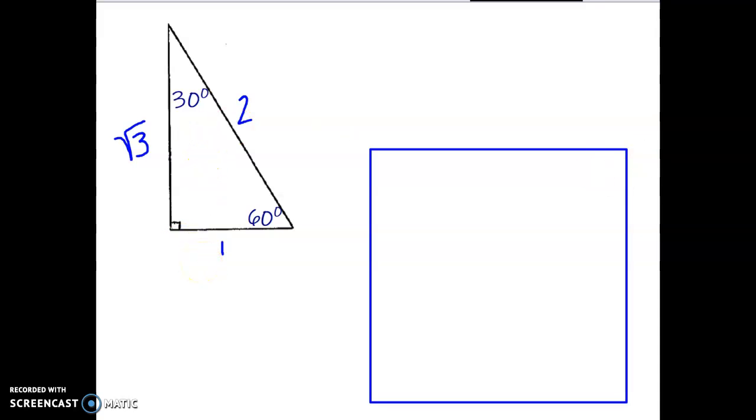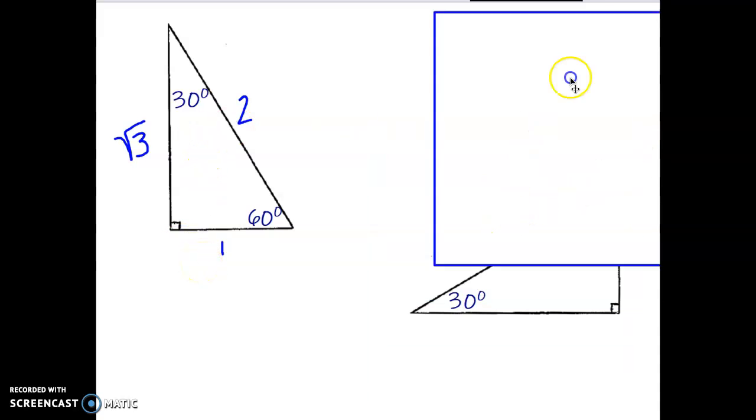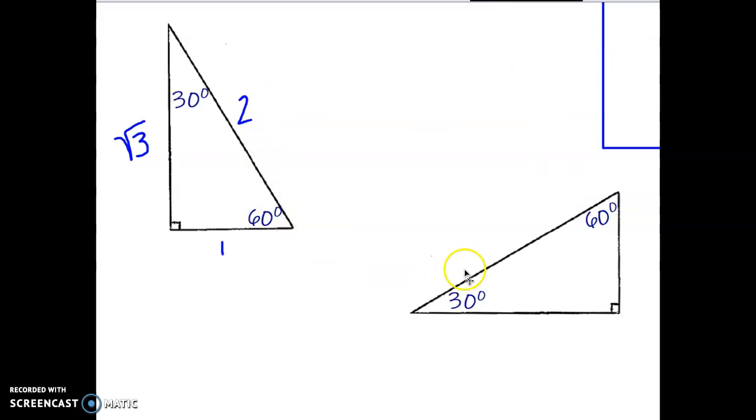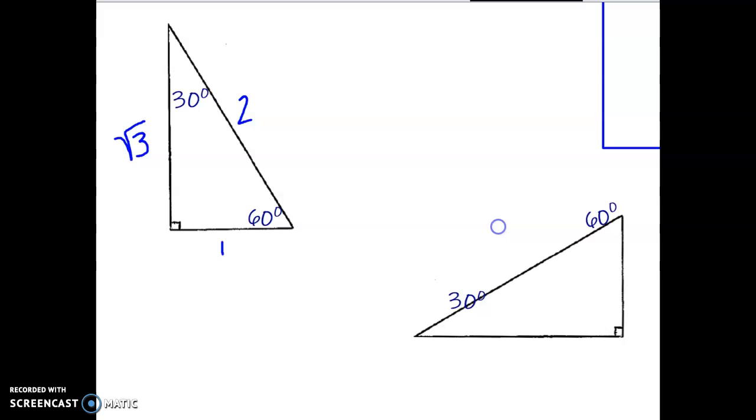Okay, now this one is a little bit trickier. When I go to put this one inside the unit circle, I have to kind of lay it on its side, because I need the hypotenuse to be the radius of the unit circle. Just like before, my hypotenuse is going to be 1.